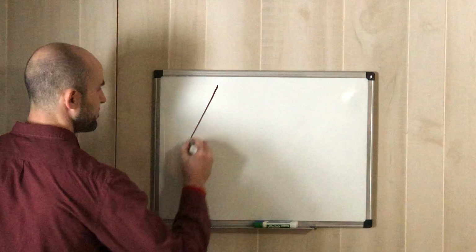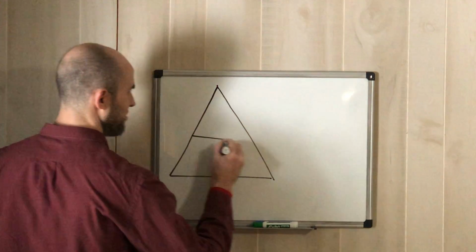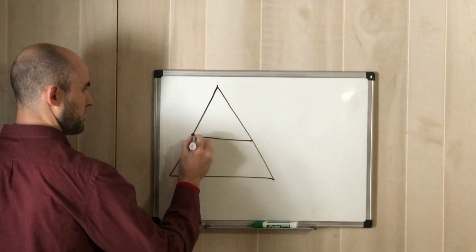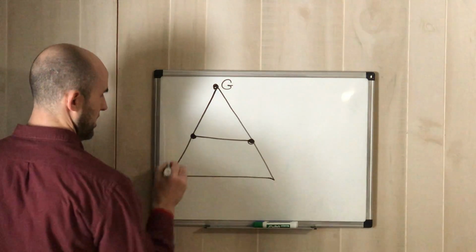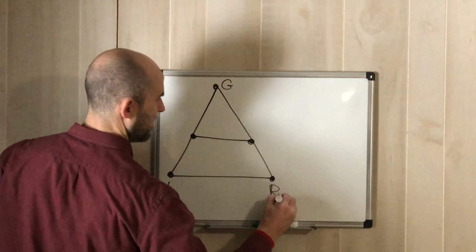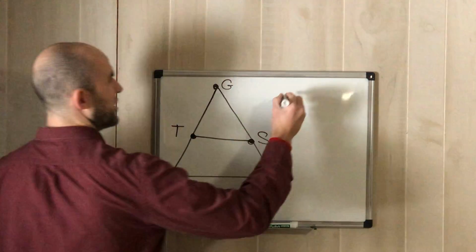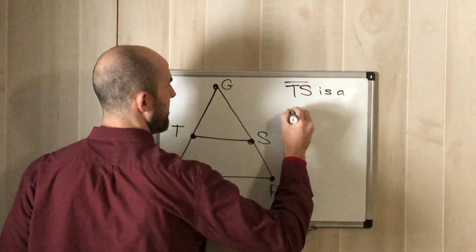So let's say I had this figure. We have a triangle, and let's make this G, let's make this L, let's make this R, let's make this S, let's make that T. I'm going to tell you that TS is a midsegment.